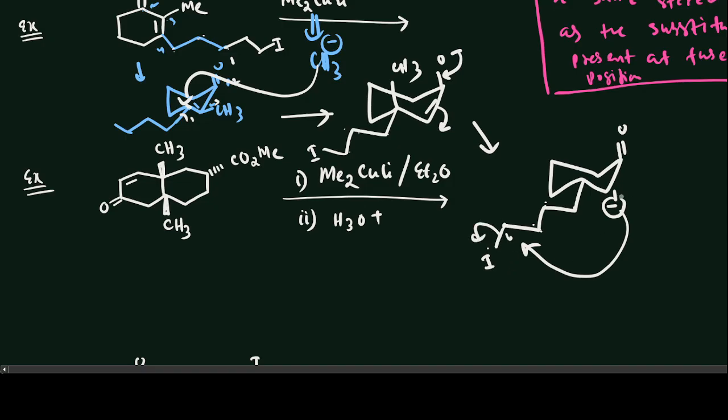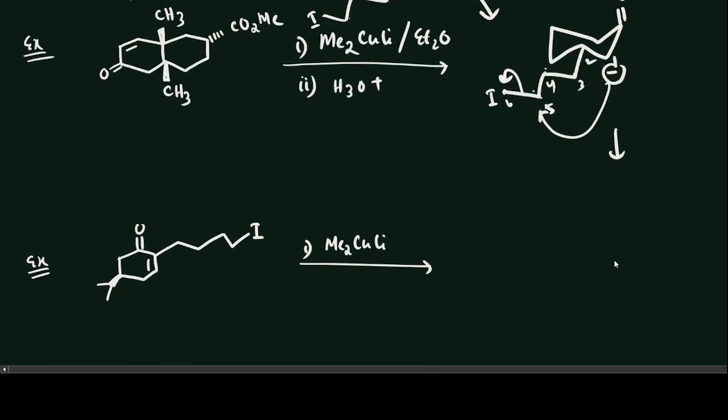So how many rings will form? 1 2 3 4, because again 5. Actually a 5-member ring was formed. Here we have the iodine. So this will attack here, and this is going to be released here. So what we will see here is that a 5-member ring will form.